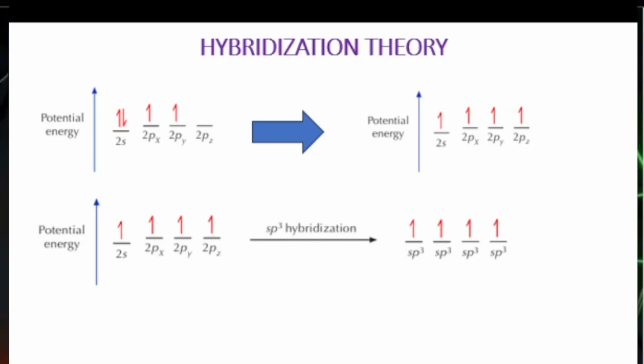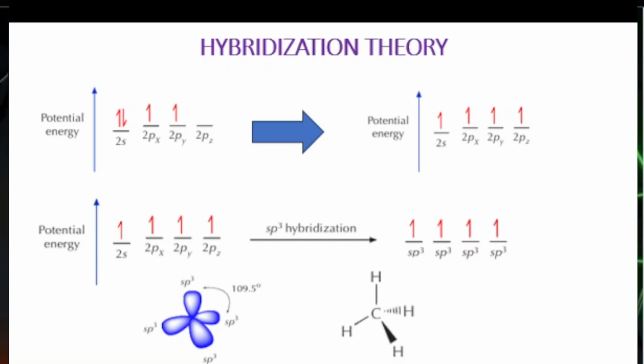The angle between orbitals is then 109.5 degrees. When sp3 hybridized carbon bonds to hydrogen, it forms methane, whose geometry is known to be tetrahedral.